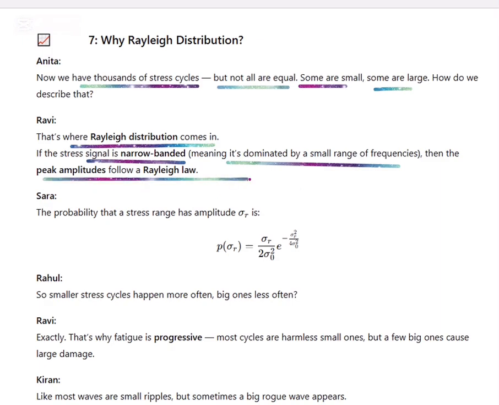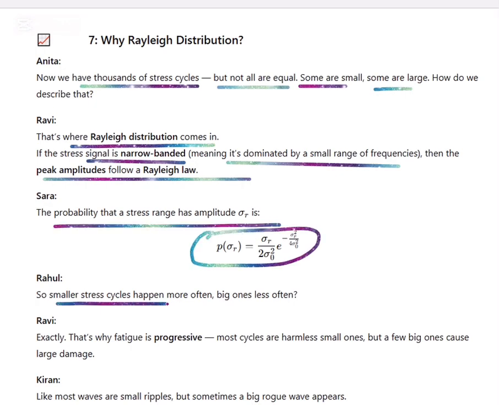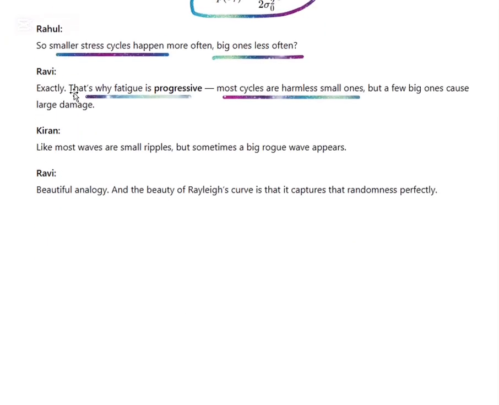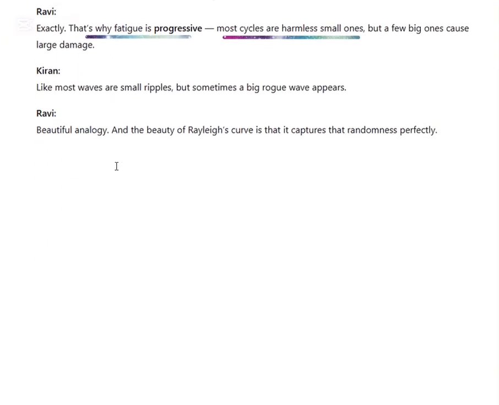Then the peak amplitudes follow Rayleigh, and this is the probability that the stress range amplitude occurs. So the smaller stress cycles happen more often, and big ones less often. That's why fatigue is progressive. Most cycles are harmless small ones, but a few big ones cause larger damage. Like most waves are small ripples, but sometimes a big rogue wave appears.